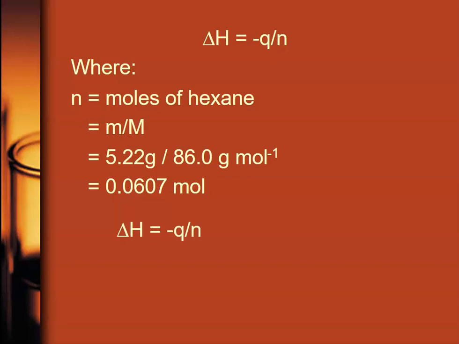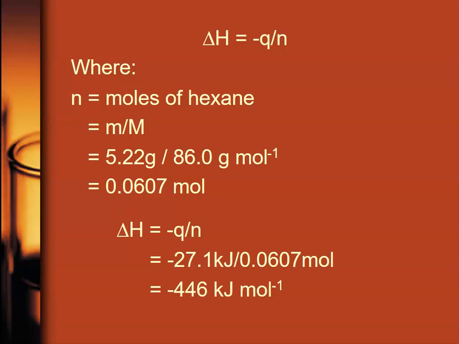Okay, so then we take our equation, delta H, which is what we're trying to work out, is equal to negative Q divided by N. Negative Q, well, Q is 27.1 kilojoules. So we're going to turn that into a negative 27.1 kilojoules divided by 0.0607 moles. And that's going to give us an answer of negative 446 kilojoules per mole.